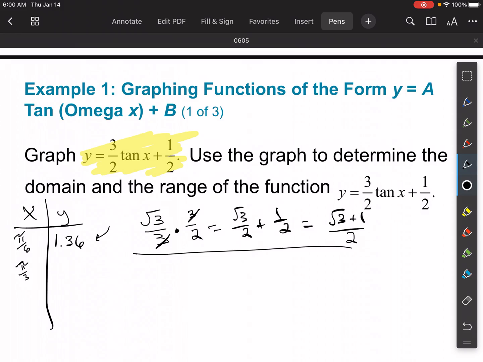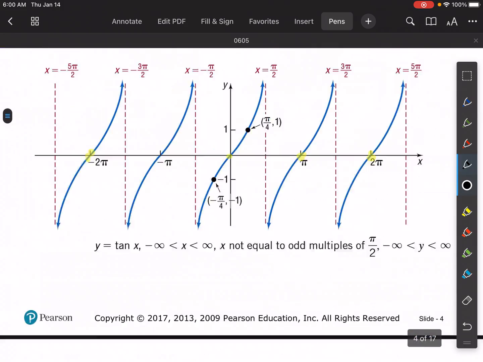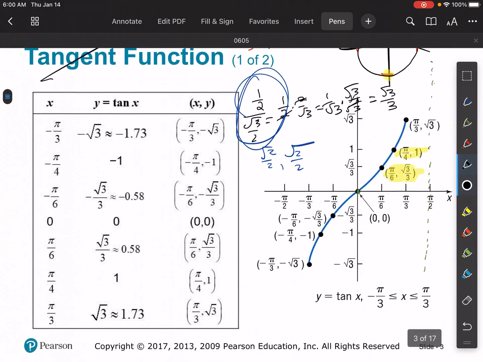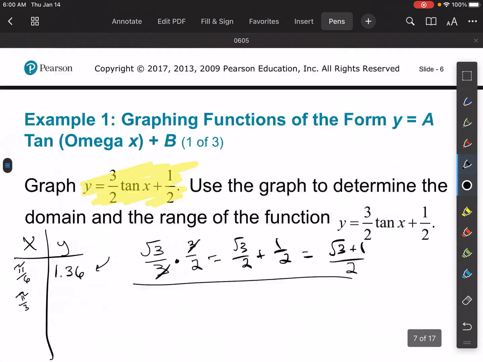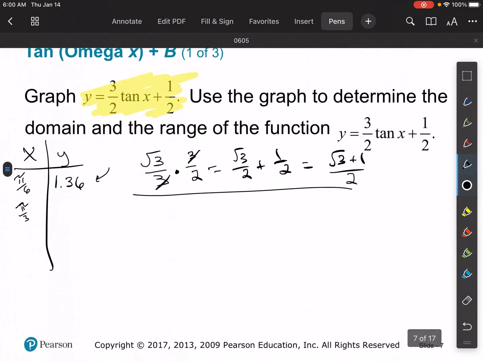pi over 3 is going to give us, and you can use this chart if you filled this chart in. So pi over 3 we know gives us the square root of 3, right? So if we have pi over 3, we have the square root of 3. Square root of 3 times 3 over 2 is going to give us 3 root 3 over 2. Okay, and then we're going to add 1/2 to this. So we get 3 root 3 plus 1 over 2.